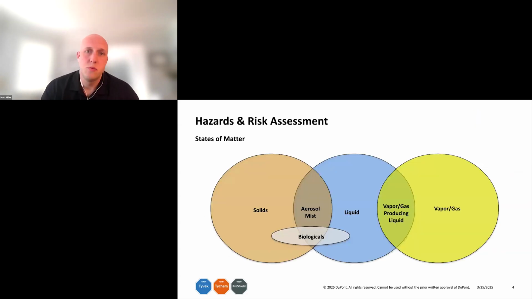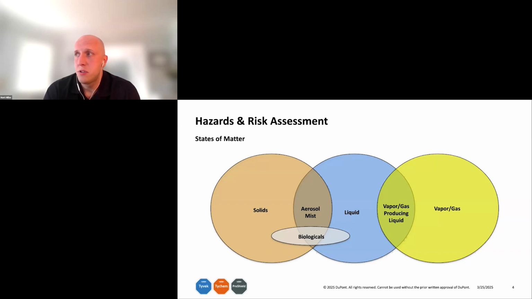So when we dive into the different states of matter, it's important to identify that not only are these states of matter different, but they also have some similar characteristics. What you can see from this Venn diagram, as we look at solids and liquids, we know that there could be a potential for an aerosol mist. As you look below that, biologicals, if you're dealing with some type of biohazard, they can be liquid, mist, or solid, depending on how you're dealing with them in your environment.